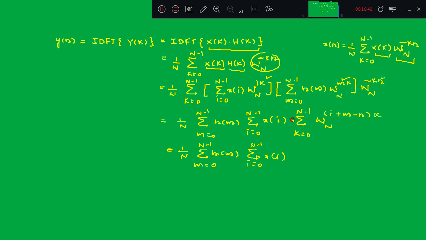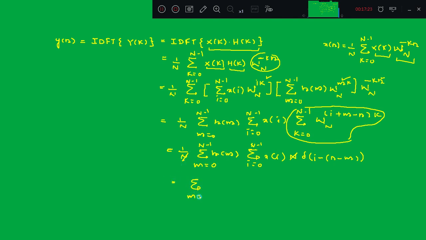If we evaluate this term, there is one property of the twiddle factor. If you evaluate this one, you will get N times delta of i minus n minus m. If you simplify, you will get this term, i plus m minus n, multiplied by N, right? And this N and this N will get cancelled.